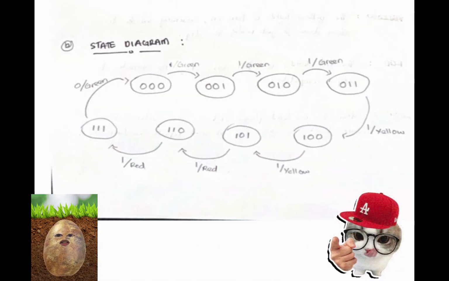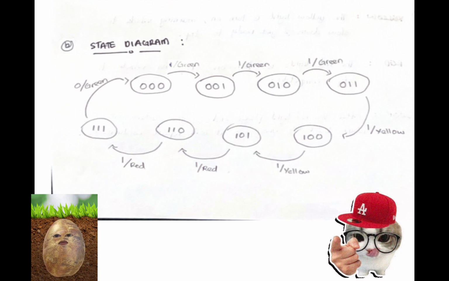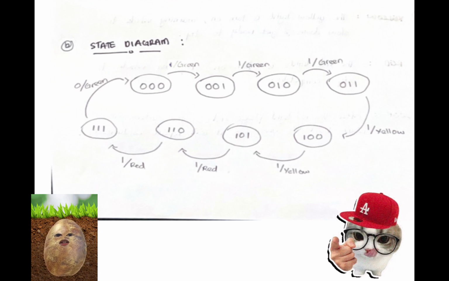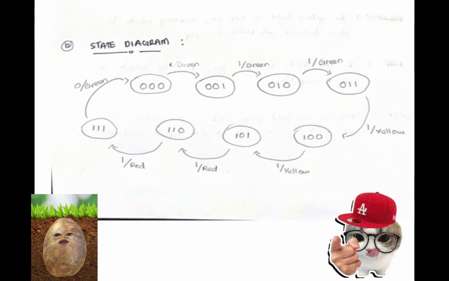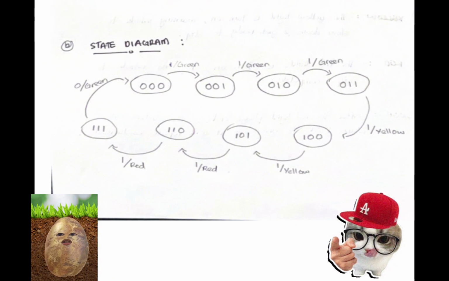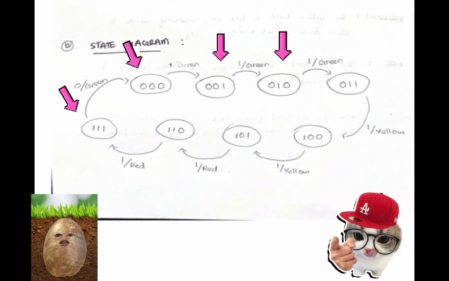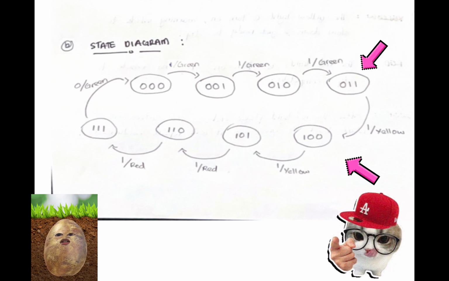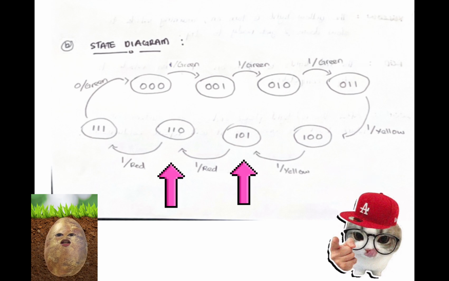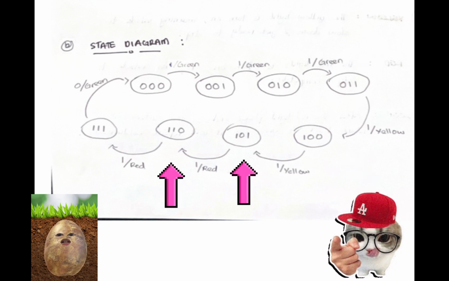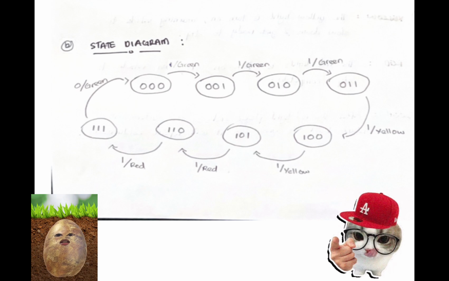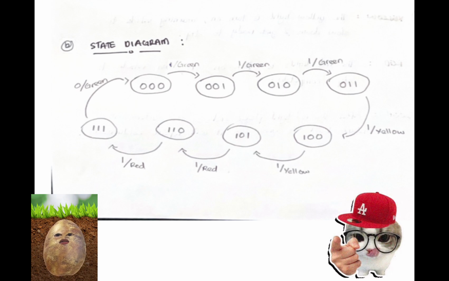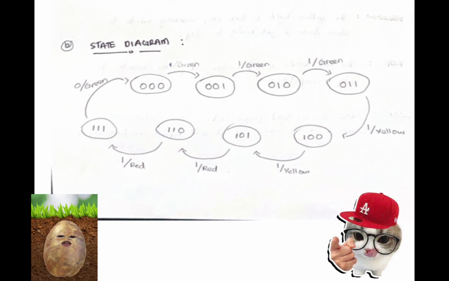Next is the state diagram of the traffic light system. The system uses several states to represent the different light conditions. For example, state 0 to state 3 represent the green light, state 4 and state 5 represent the yellow light, and state 6 and state 7 represent the red light. The states change sequentially according to the clock signal until the cycle repeats again.